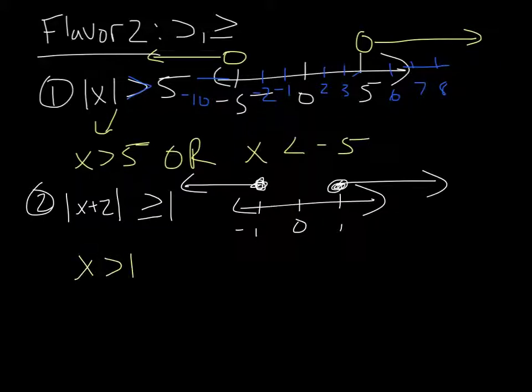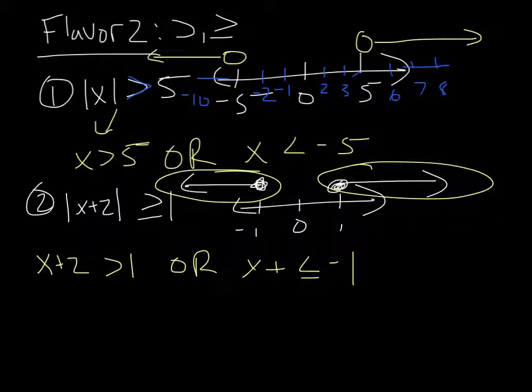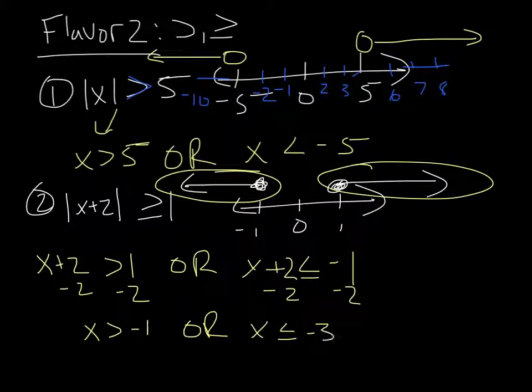x plus 2 is more than 1, that captures this side of things, or x plus 2 is less than or equal to negative 1. That captures this side of things. Solve in both cases by minusing 2. x is greater than or equal to negative 1, sorry, I forgot my 2 there, minus 2, minus 2, x is less than or equal to negative 3.